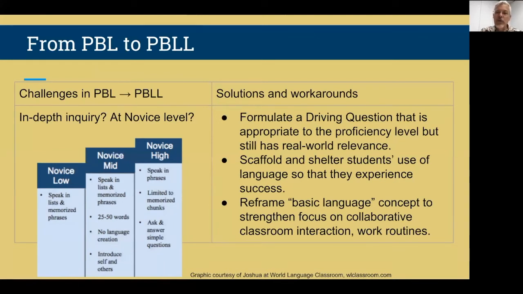Scaffold and shelter students' use of language so that they experience success. And reframe the concept of basic language to strengthen focus on collaborative classroom interaction and work routines in the classroom. I'm going to explain each one of these a little bit more.